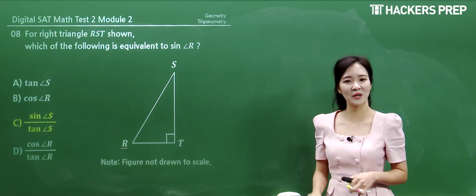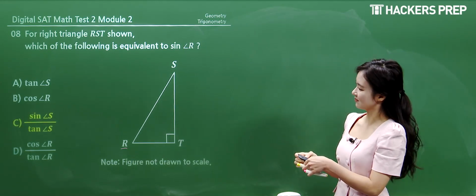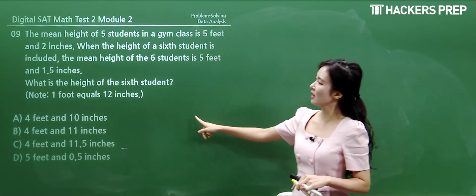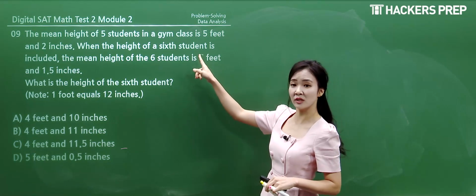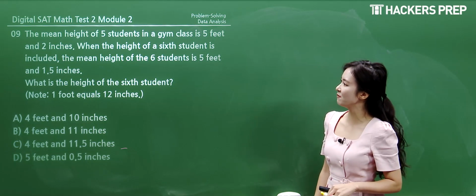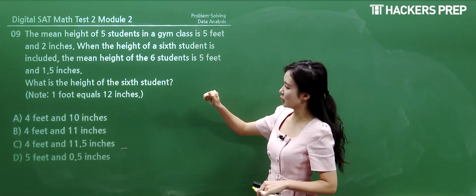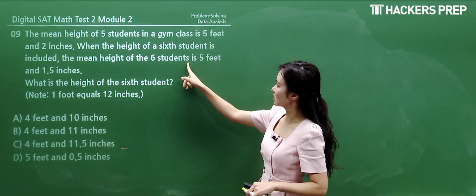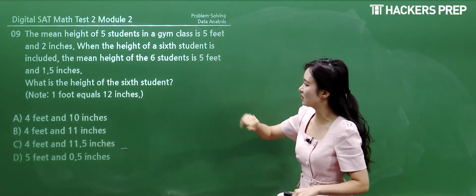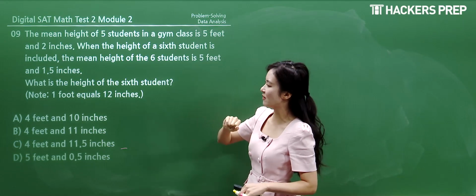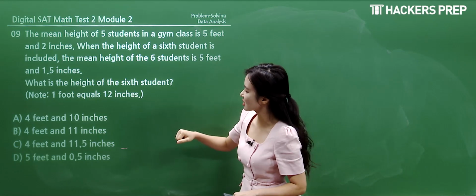All right, moving on to question 9. The mean height of 5 students in a gym class is 5 feet and 2 inches. When the height of a 6th student is included, the mean height of the 6 students is 5 feet and 1.5 inches. What is the height of the 6th student?